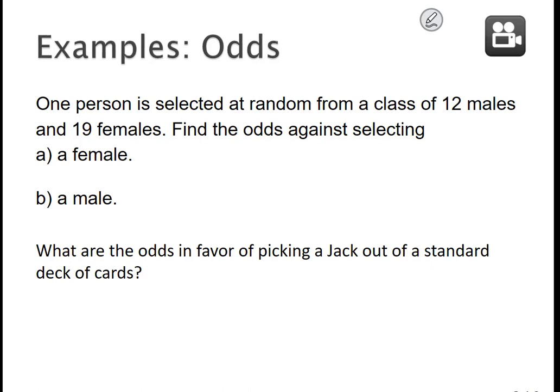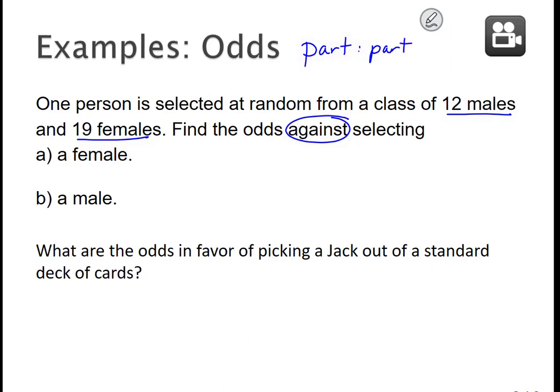So now let's try a simple odds problem ourselves. One person is selected at random from a class of 12 males and 19 females. Find the odds against selecting part A, a female, or part B, a male. Now in the world of probability, we would have to add the males and the females together to get a total. But remember, with odds, we're doing part compared to another part.